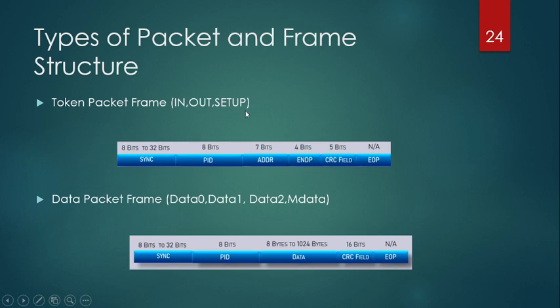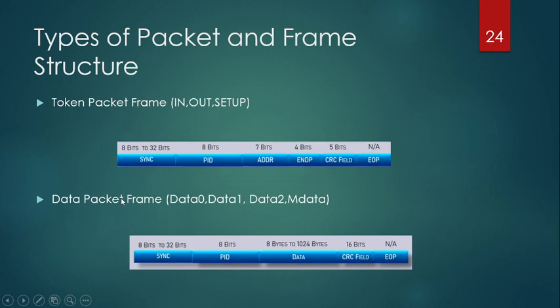And setup means that it is used to begin the control transfer. So if a control transfer is to take place, that is a setup token packet. So there can be different types of token packets, and the general format for these token packets is as such.